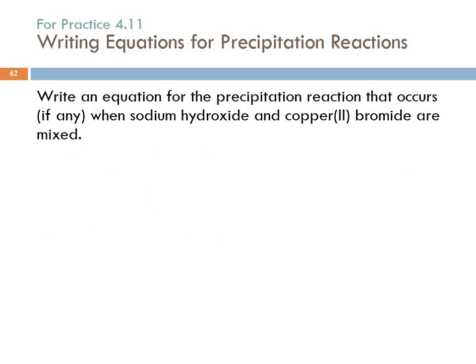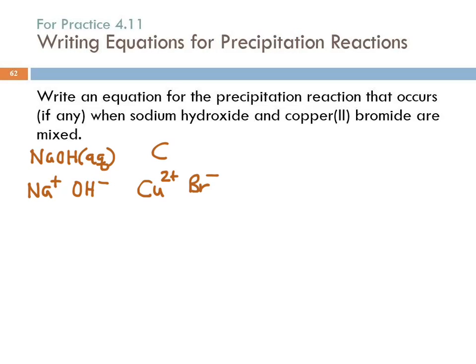Of course, here's another one. So we're going to do the same thing. I'm going to write the formulas for the ions down here. So I've got sodium hydroxide. That's sodium ion and hydroxide ion. And I'll put those two together, NaOH, and that's aqueous. And then we've got copper 2 and bromide. And so that's going to be CuBr2. And that's also aqueous.